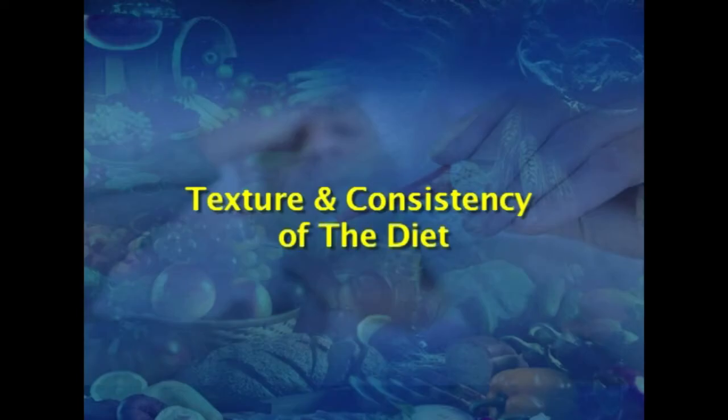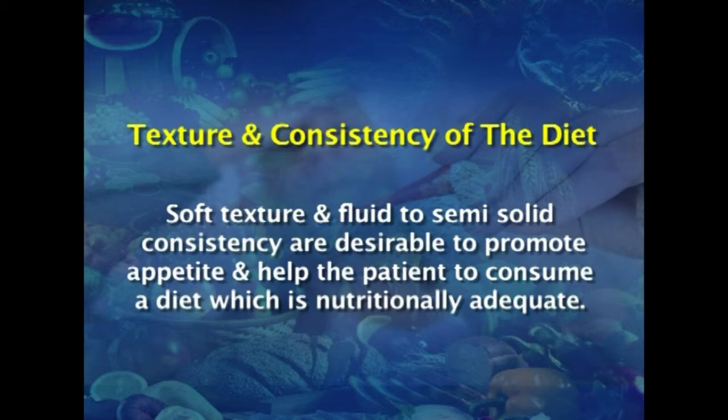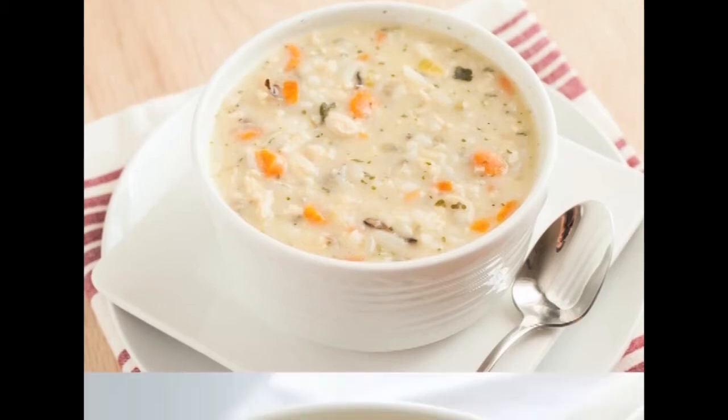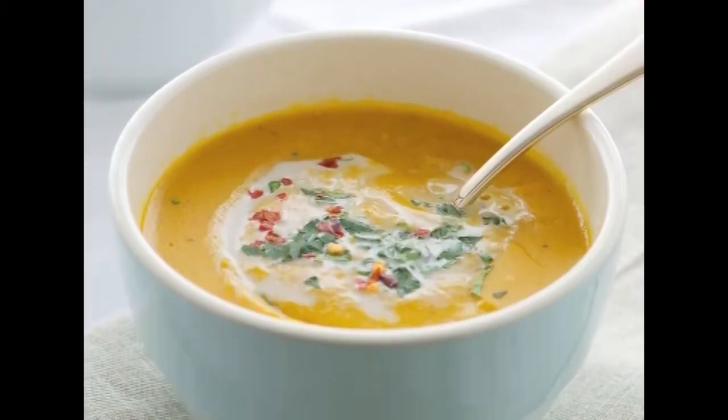What should be the texture and consistency of the diet? Let us see now. Soft texture and fluid to semi-solid consistency are desirable to promote appetite and help the patient to consume a diet which is nutritionally adequate. These feedings should be small and as frequent as possible because the patient is unable to consume large quantities of food. 6 to 8 small feedings should be sufficient.